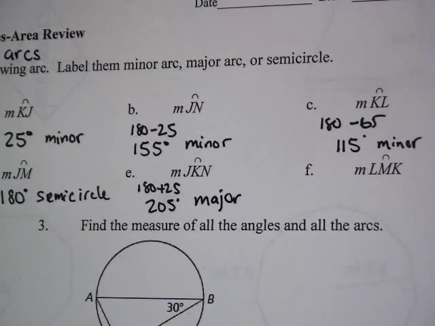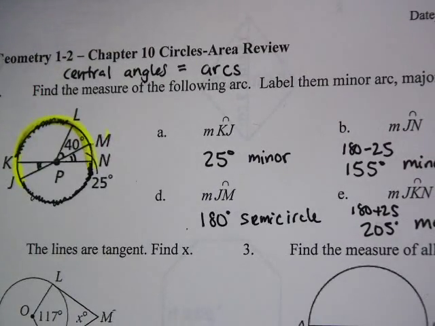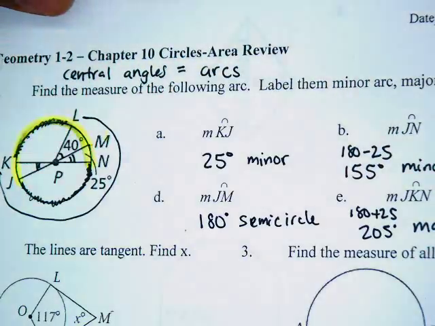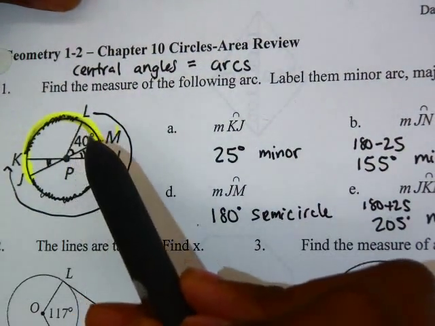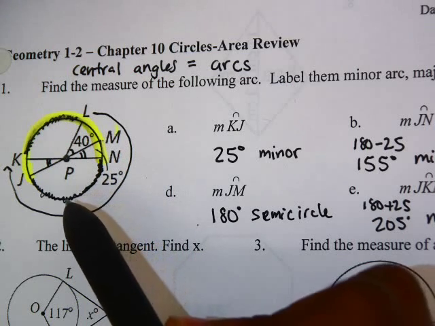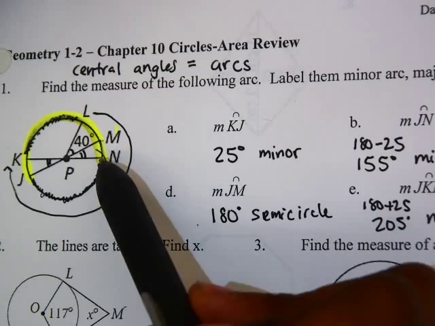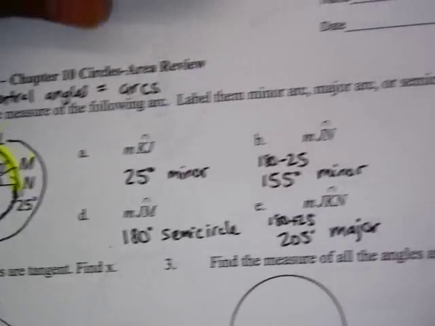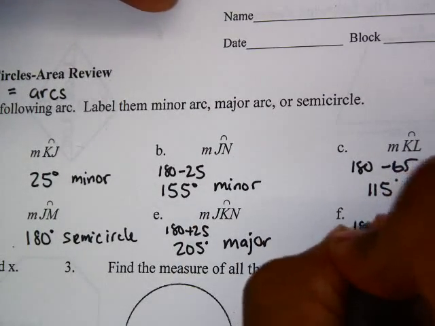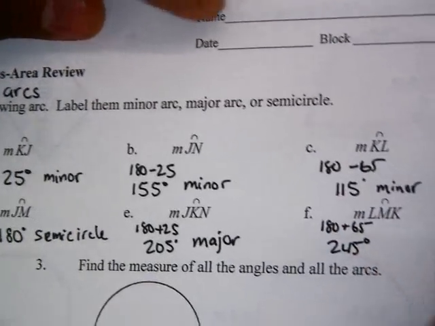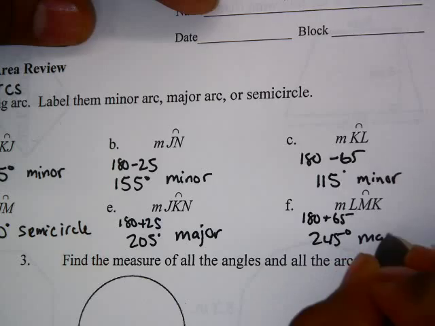And the last one, LMK, goes from here to here. Now we can add all these little pieces together. I know this is already 180, and this is 65. So I can do 180 plus 65. And that's 245. Again, that's a major arc.